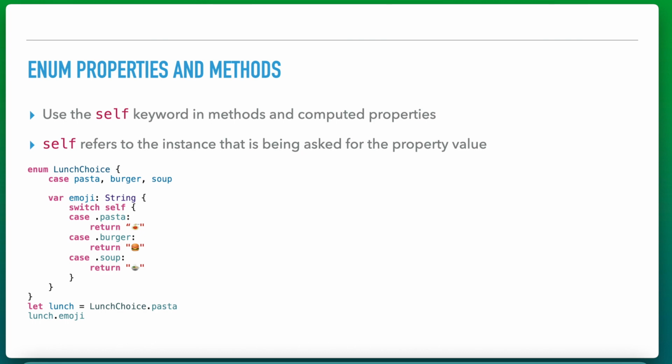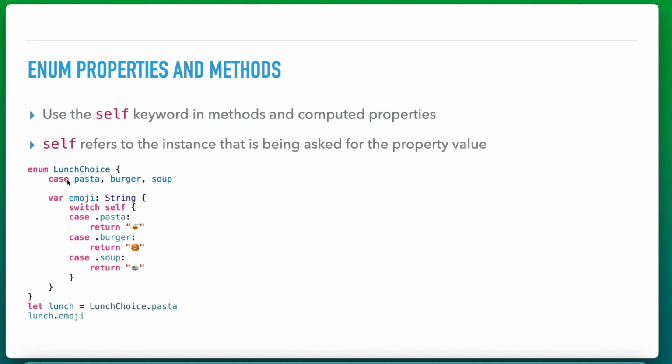Finally, we have the self keyword in methods and computed properties. Self refers to the instance that's being asked for the property value. So it's kind of like if we are asking ourself, right? If we want to look at ourself and compute within ourselves. So again, this is a keyword that's used in methods and computed properties.